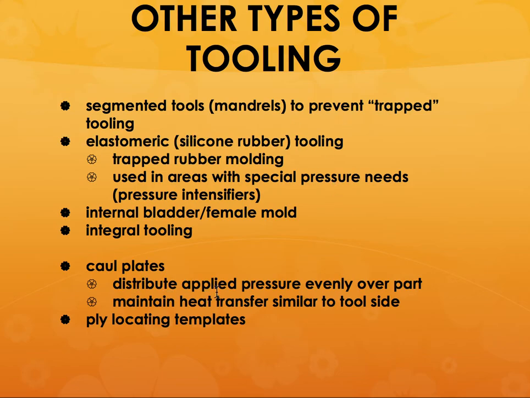Or you can also have what are called cowl plates. Cowl plates are very thin sheets of aluminum, and you are applying some kind of vacuum bagging on the composite while it is being made. And what happens is that when you apply the vacuum, the cowl plate just comes and presses against the composite layers and applies uniform pressure over the part. And it will also maintain heat transfer similar to the tooling side. Or you may also have what are called ply locating templates.